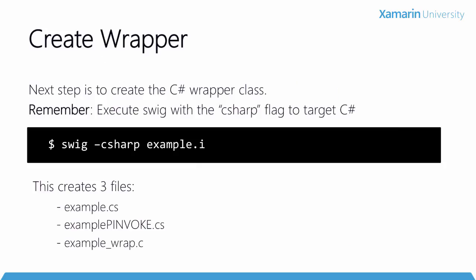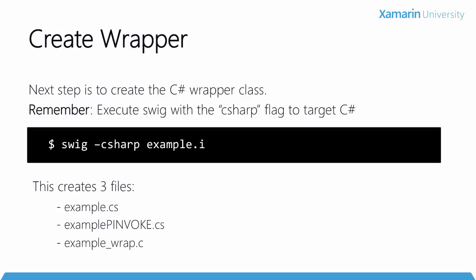Once we've defined the interface file, our second step is to run Swig on this interface file. And this will create three files for us. The first file will be the example.cs file that you can see on the slide, and this is our C# API. This will include the methods we will call directly from our own project.